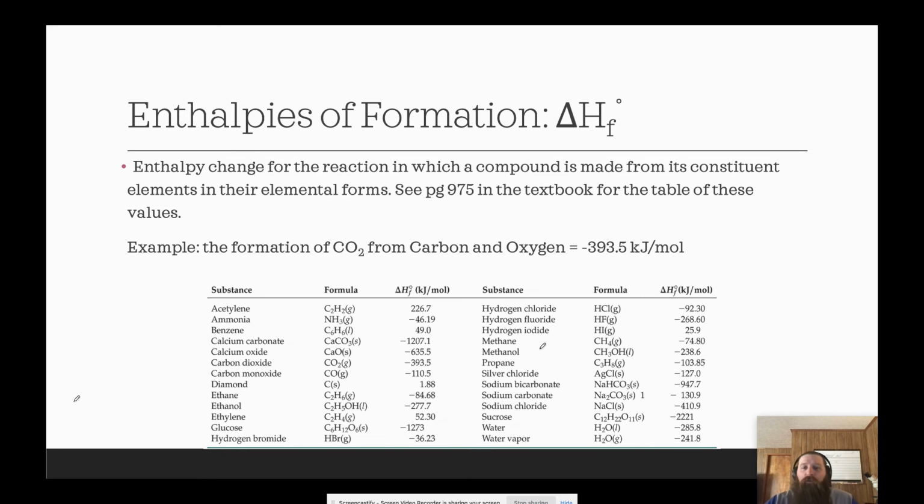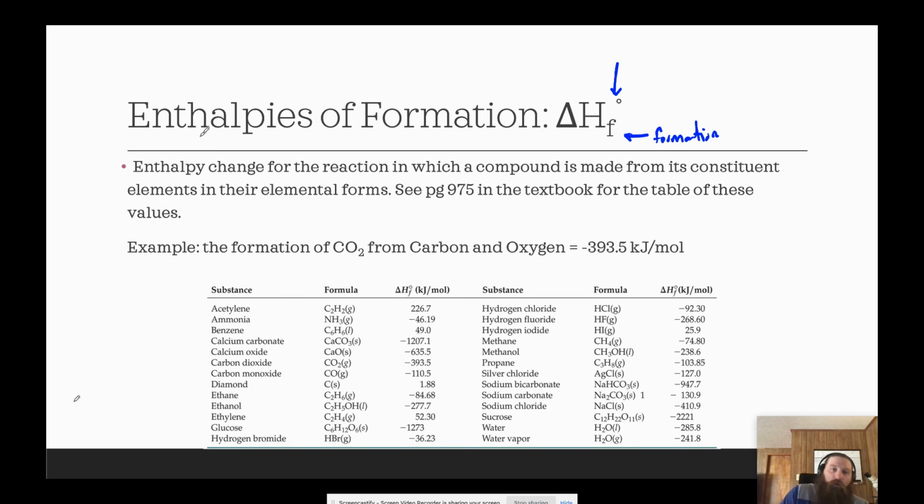Now, sometimes you'll see enthalpy of formation, so delta H sub f with a standard-state symbol. Again, this right here tells you standard state. The f tells you formation. All right, what is formation? What are we talking about? Well, that's when you make a compound from its constituent elements in their elemental forms.